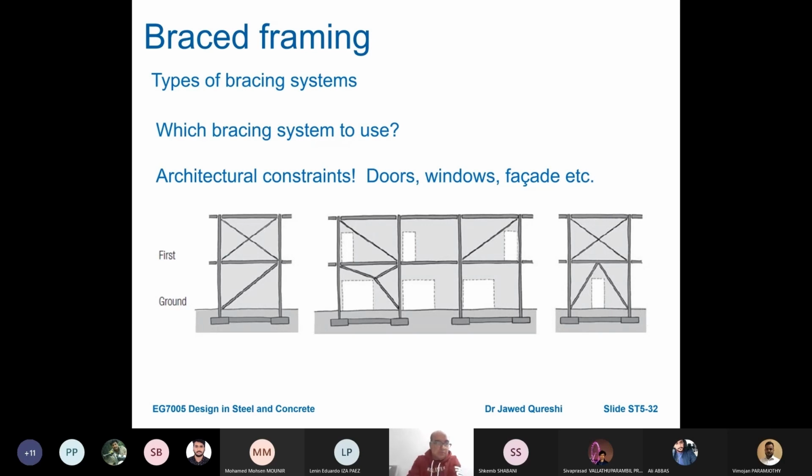Here you can see that on the ground floor we have bracing like this, and on the first floor we have a different bracing. This is something which we try to avoid, and this is a kind of bracing as well. Again, doors and windows dictate how we provide bracing. And here you can see that for this inverted V, we have a door here. And then on top of that, we have X bracing.